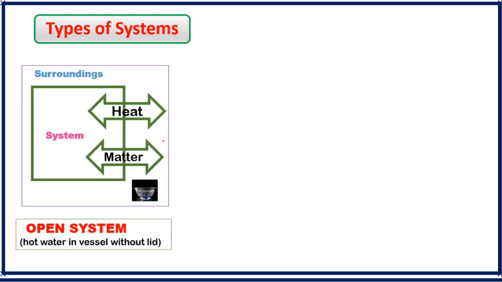One is the open system. Open system means a system from which both heat and matter can be exchanged with the surroundings. So the heat can be exchanged with the surroundings, and matter also can be exchanged between the system and surroundings. Let us suppose this green box is the system and the outer blue box is the surroundings. Here heat and matter both can be exchanged between these two parts, and this can be taken as an open system.